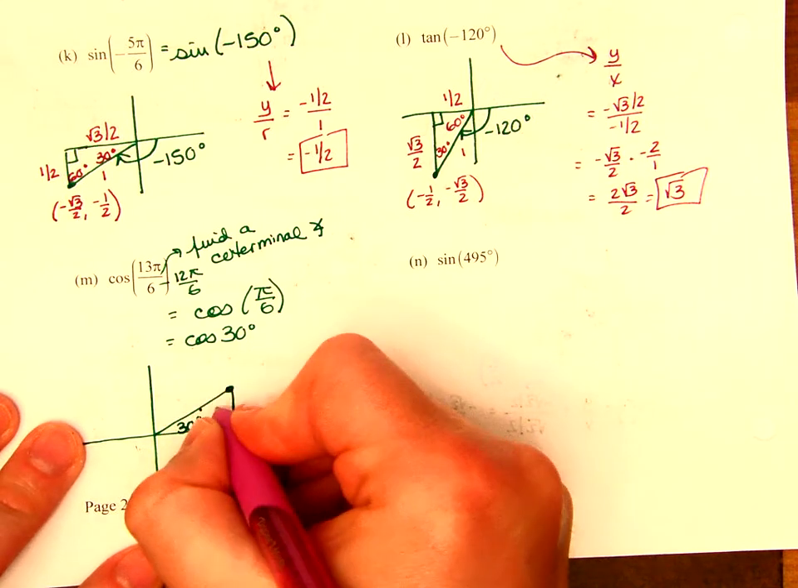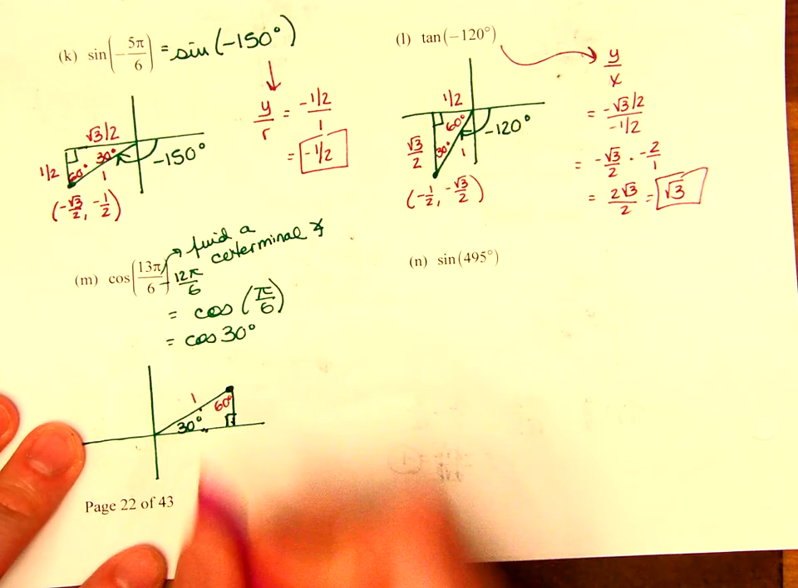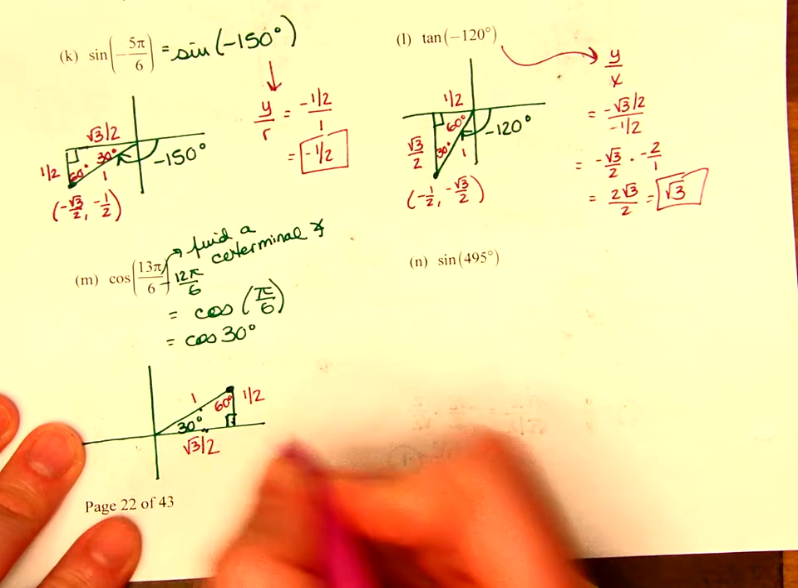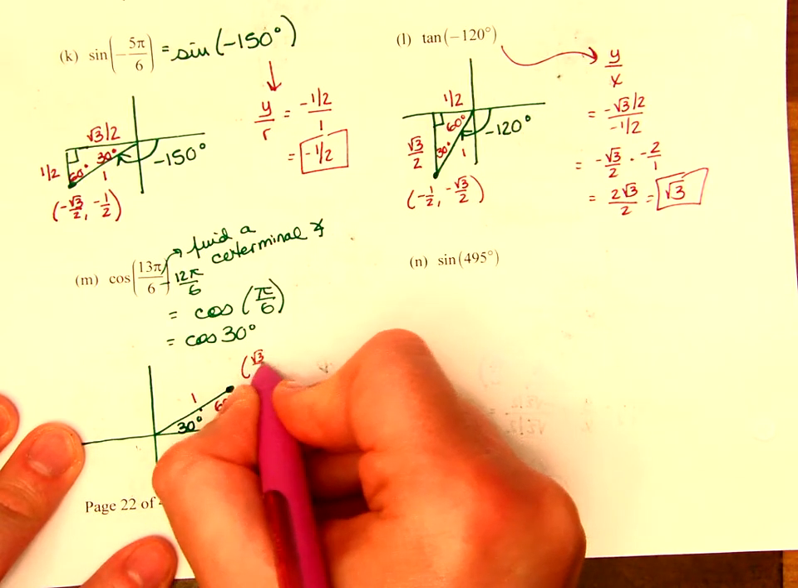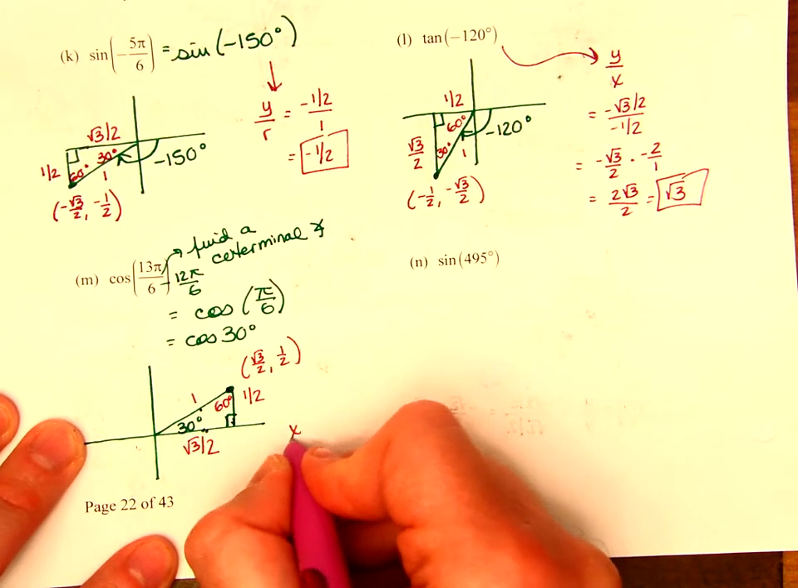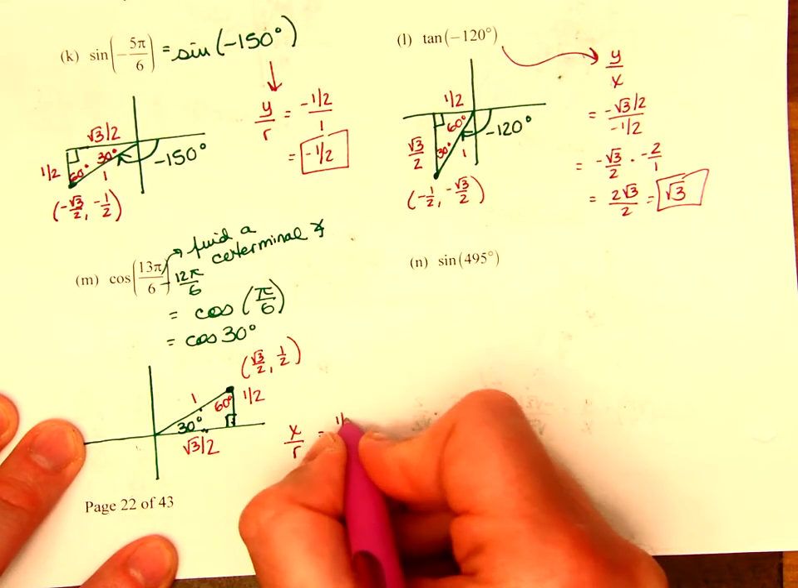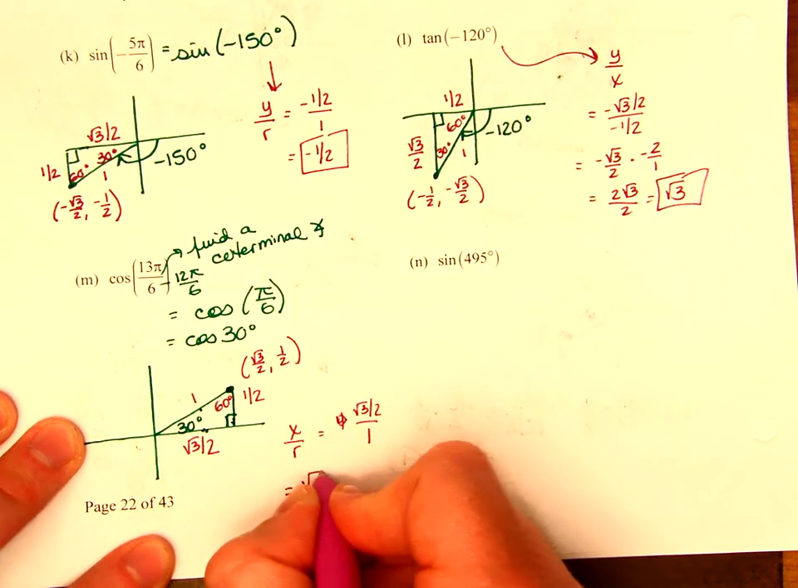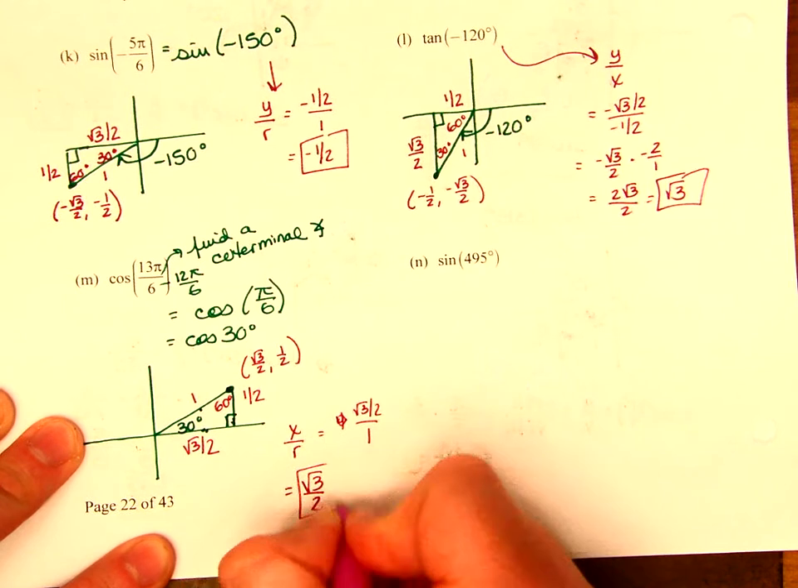What's the missing angle? It's 60. This side is 1, a half, root 3 over 2. Coordinates are root 3 over 2, comma 1 half. My cosine is my x over my r. So root 3 over 2 over 1, you're going to get root 3 over 2.